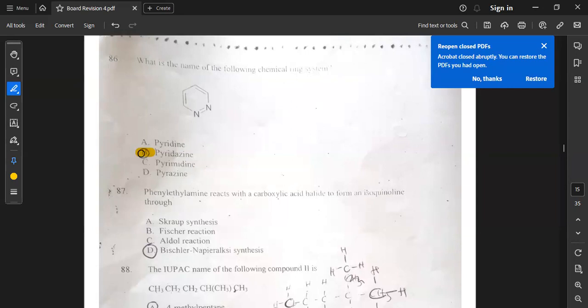Next question. Phenylethylamine reacts with a carboxylic acid halide to form an isoquinoline through what type of synthesis or reaction? Skraup, Fischer, aldol, or Bischler-Napieralski synthesis?